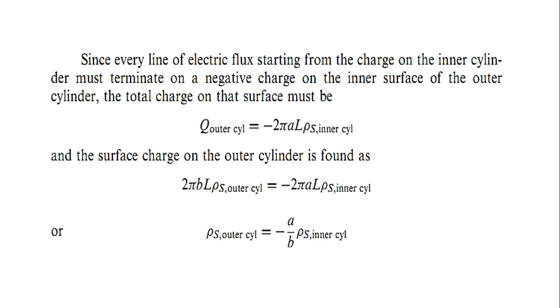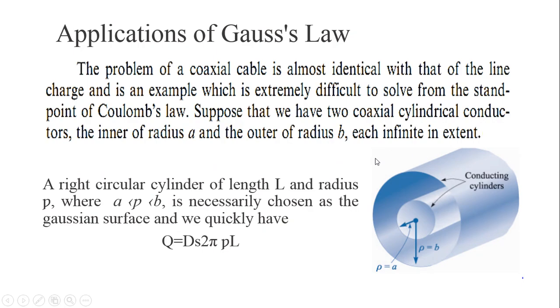So, if we select a Gaussian surface having radius rho, and if rho is greater than b, it means that अगर इसी कोएक्सियल कंडक्टर के बाहर हम एक Gaussian surface select कर लें, such that rho is greater than b. So how much is the total charge content? The total charge content will be 0 because we have plus q charge on the inner conductor, and we have minus q charge on the inner surface of the outer conductor.